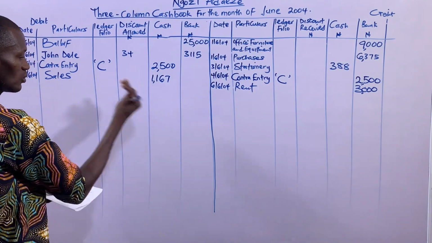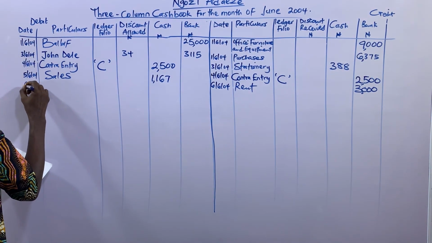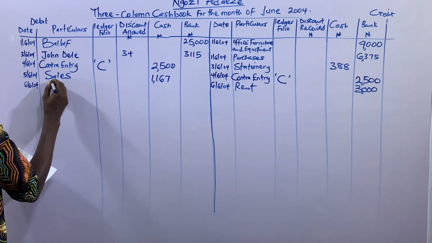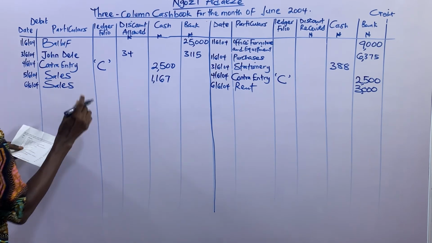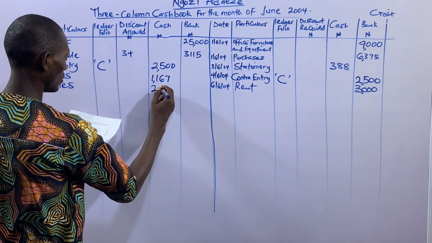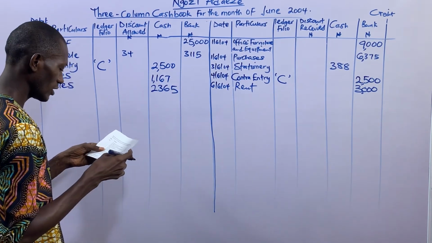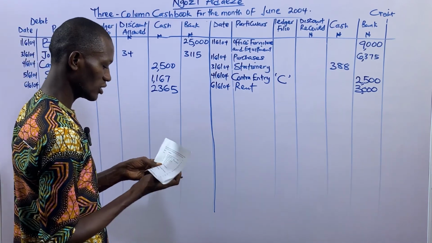Then the same June 6, sold goods for cash. So it's sales. Ngozi is receiving now. That's cash. So the date is 6/6/04. The particular is going to be sales. And since it is by cash, we record it here. That's 2,365.